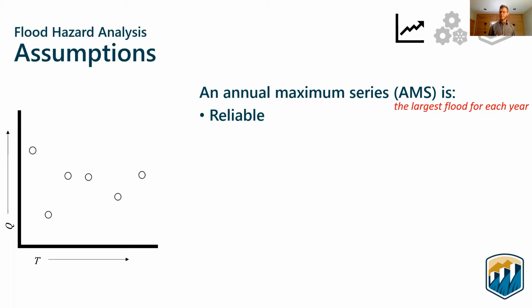So what is the assumption underlying a flood hazard analysis? First, we assume that an annual maximum series, so the largest flood for each year, all of those put together, that they are reliable estimates, that they reliably have measured floods that have occurred. And if they don't, if there's high error in a measurement, maybe you don't use that data. Maybe we use an interval to represent the flood in a given year.